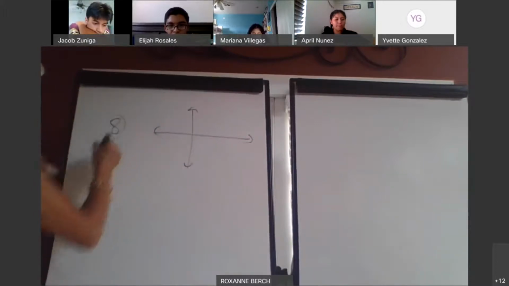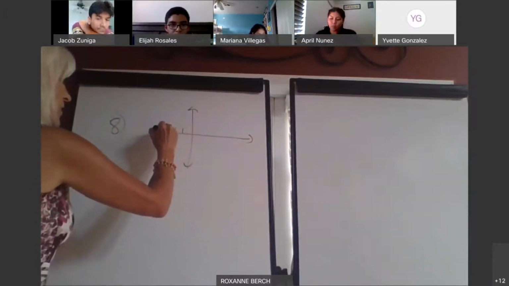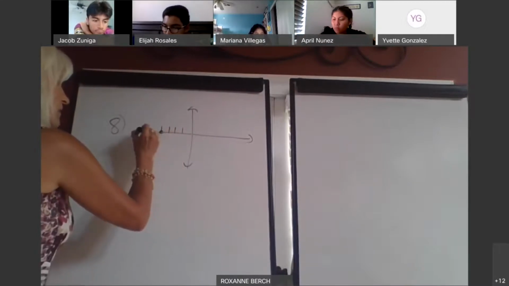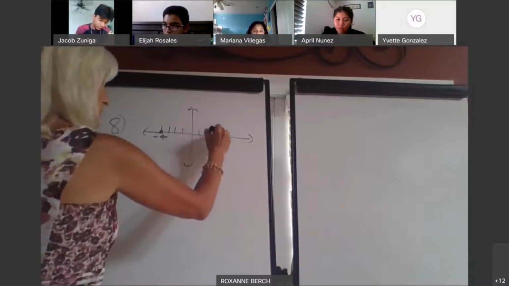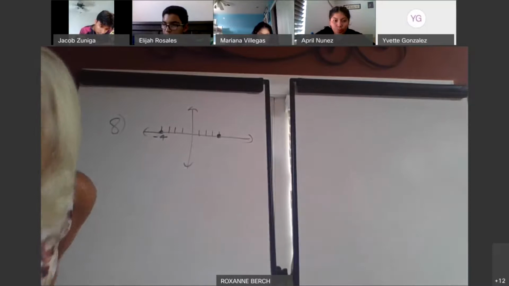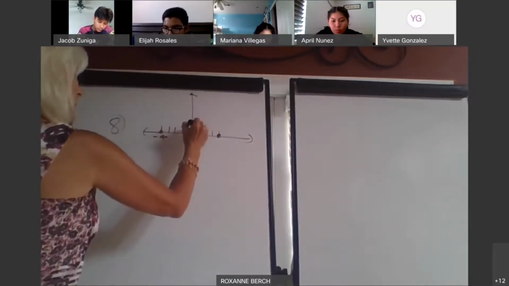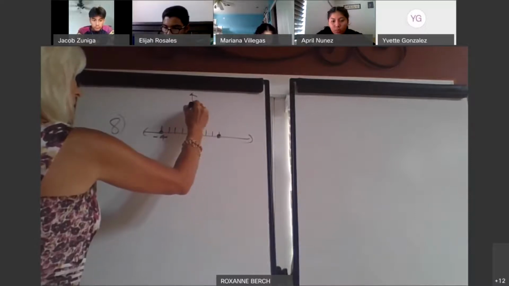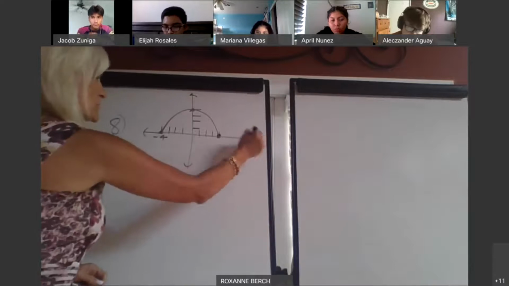All right, number 8 has a graph that is 1, 2, 3, 4, and -4, a solid point. And there's a solid point at 4. And then it looks like this. So there's no arrows.